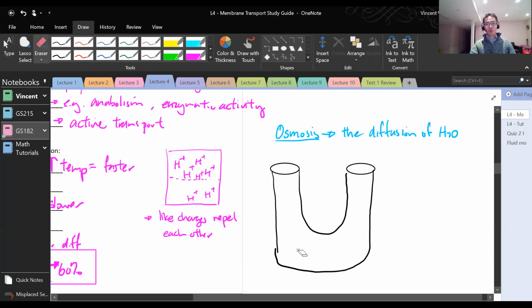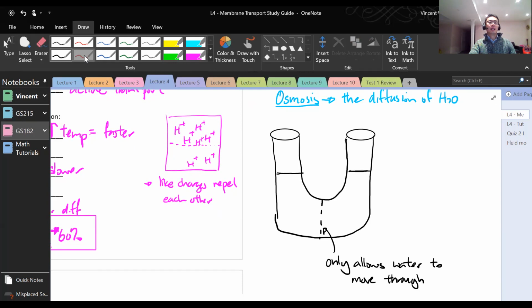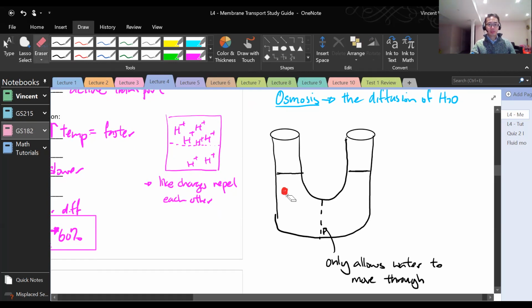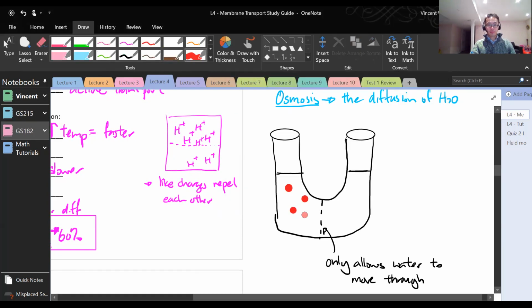Okay, so there's a U-shaped tube here, a U-tube if you would, and there's a membrane at the bottom. Okay, so this membrane only allows water to move through. Okay, I'm gonna have some water here. I'm gonna have some water here. And then I'm gonna put some solute here, okay? Solute is the stuff that is dissolved in the solution. Yeah, so there's some solute.